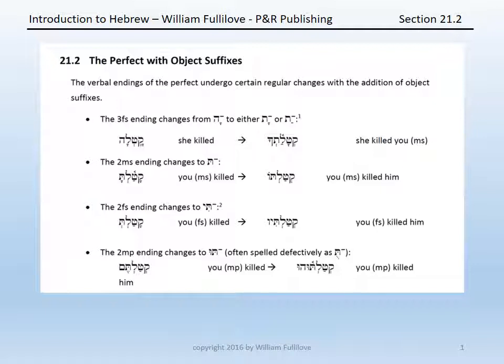First, the verbal endings of the perfect will undergo certain regular changes when you add an object suffix. There are 4 to notice. First, the third feminine singular ending, which is normally a, will change to either at or at. For instance, you have katala, she killed. With the addition of ka, the suffix for you, masculine singular, you have kutalatka.